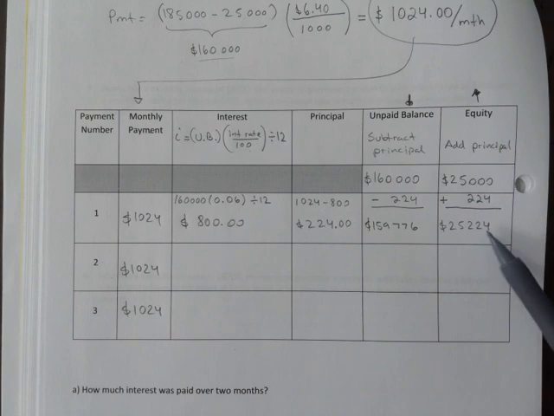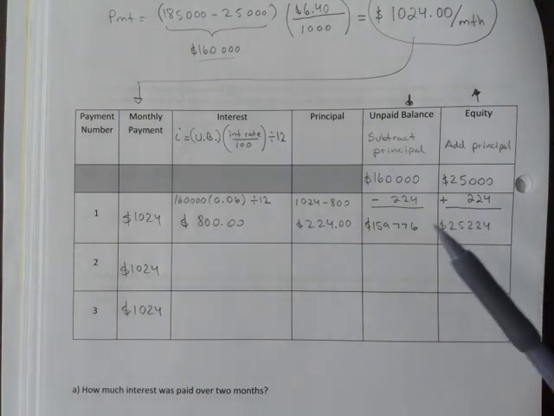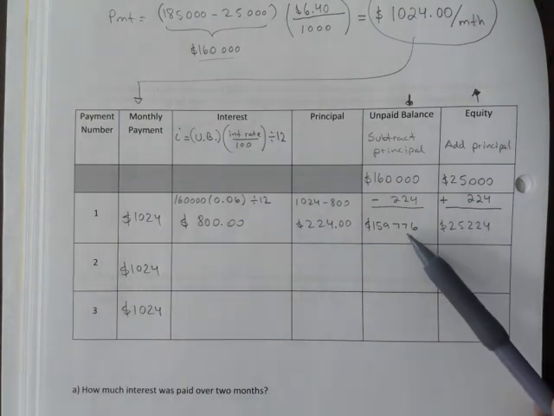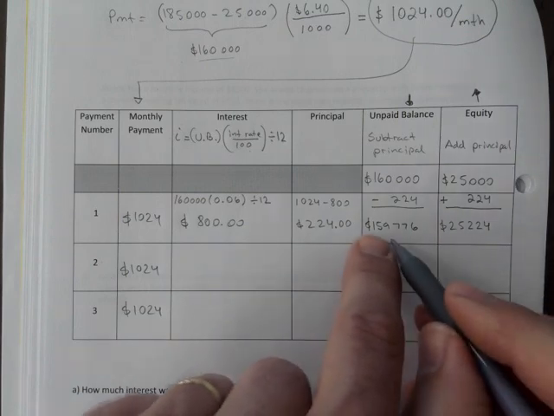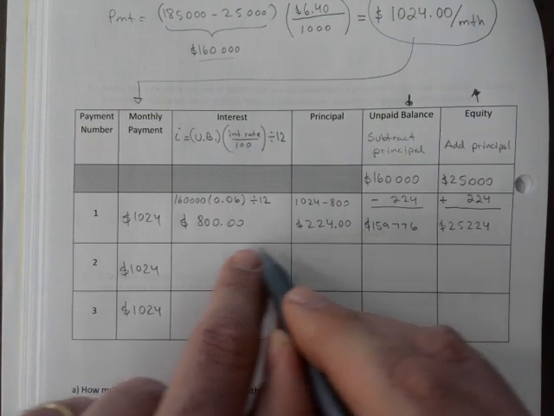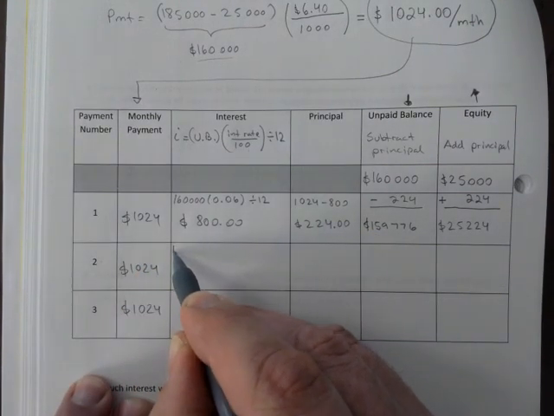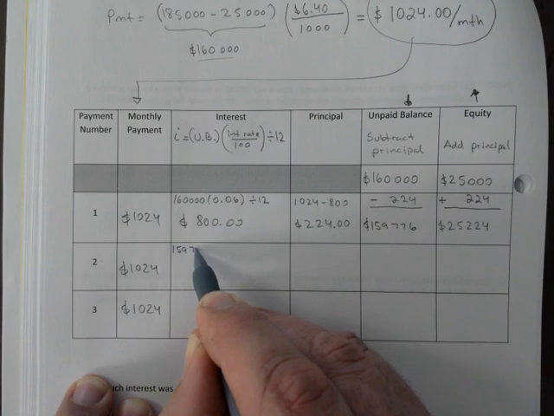So slowly your equity will be increasing, and at the same time your unpaid balance is going to be decreasing. And something that this table doesn't show is the value of the home is also going up at the same time. But we can't show that here, and we can't quite predict it, right? Next, we now take this with us over to the next line, and we repeat the process.